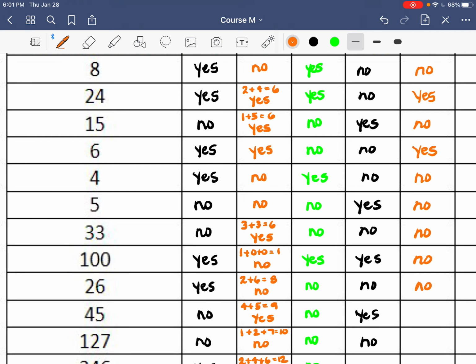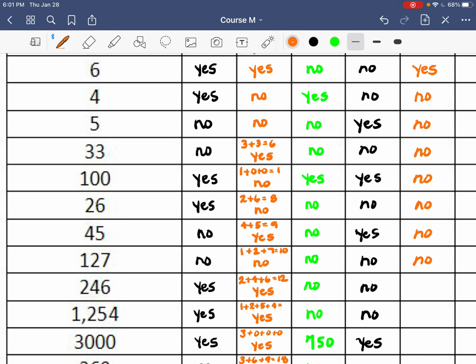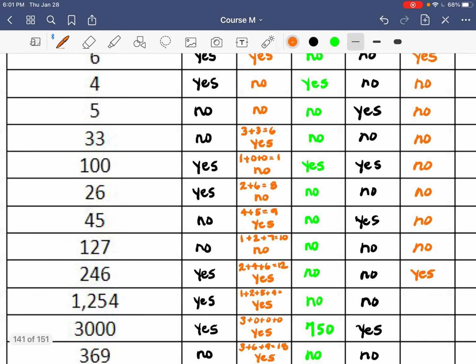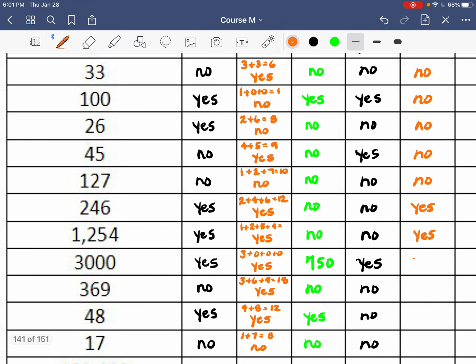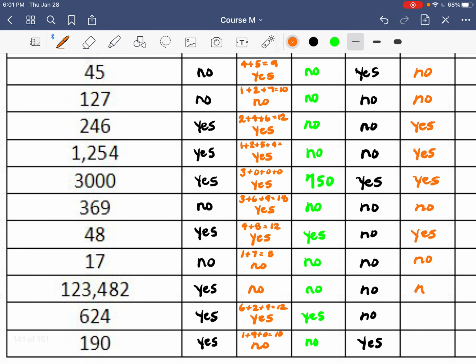45, I have a no and a yes. That's a no. 27, a no and a no. 246, we have a yes and a yes. So that is going to be a yes. 1254, same thing. We have yeses both times. 3000 is a yes. 369 is a no. 48 is a yes. 17 is a no. The big number is a no. 624 is a yes. And 190 is a no.